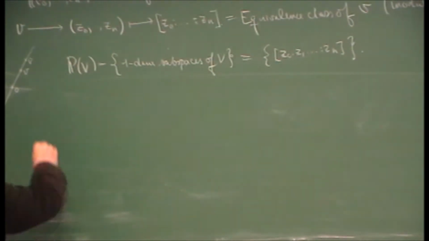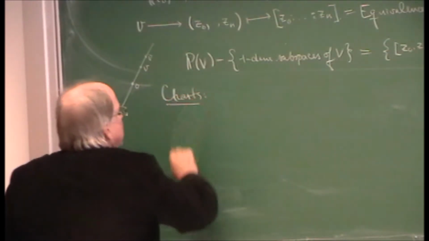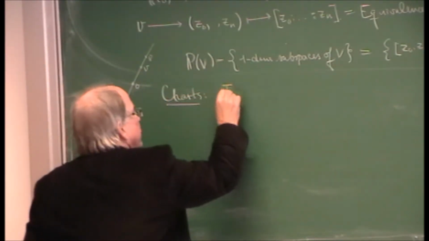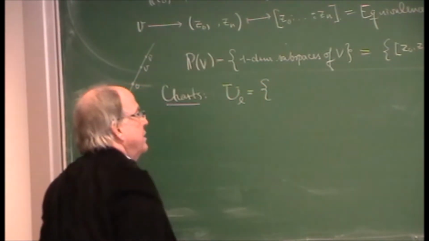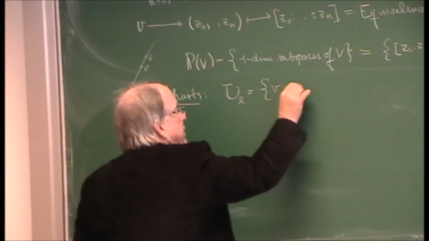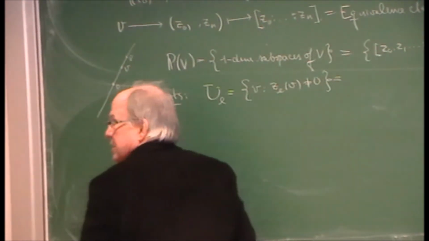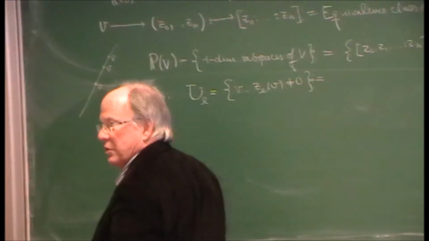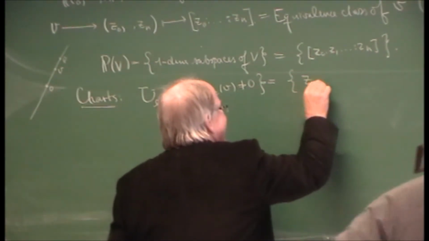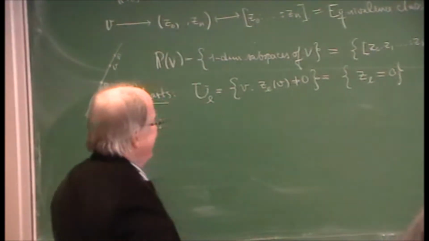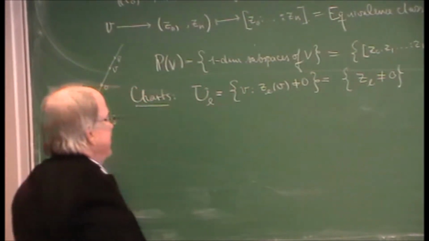So the charts on this projective space are U, say L, and that's the set of vectors such that ZL of the vector is not zero. I have just been dedicating this to you, to be precise here. I often write that. So that's an open set.